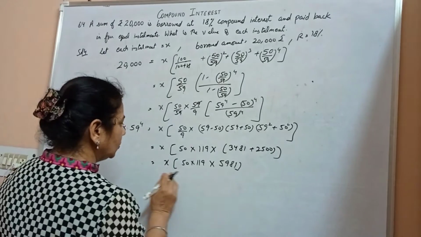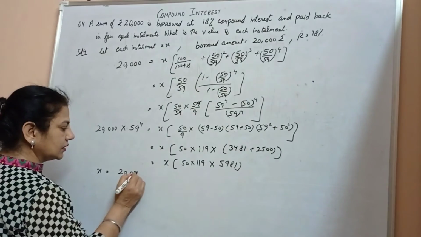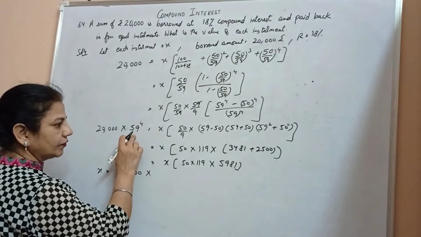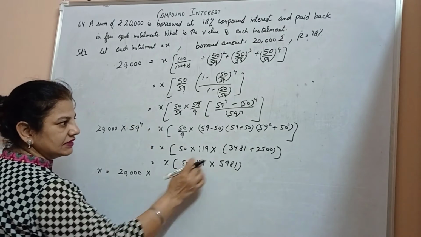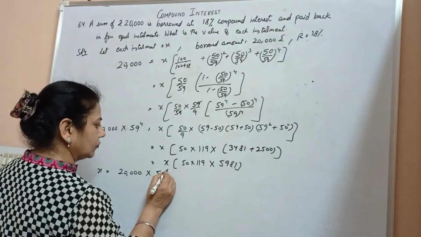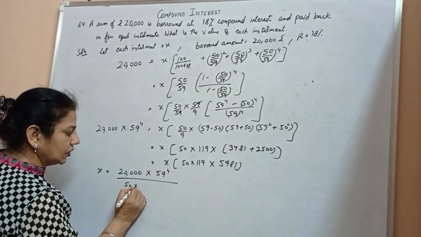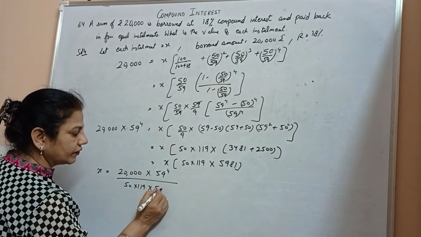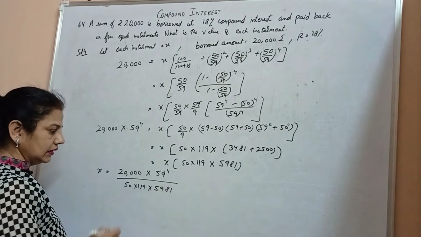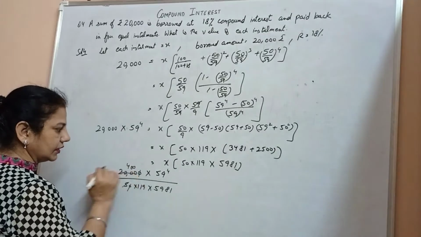5981. To calculate the value of X, I get X is equal to 20,000 into 59 to the power 4, that means 3481 multiplied by 4 times. I will write 59 to the power 4 only, divided by 50 into 119 into 5981. This will cancel out, and I get 400.